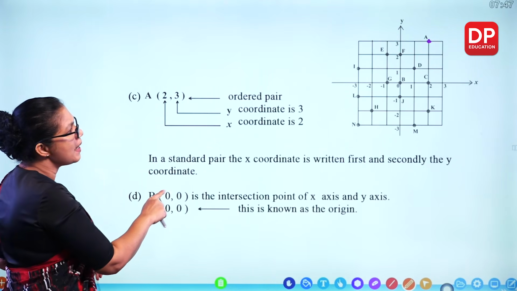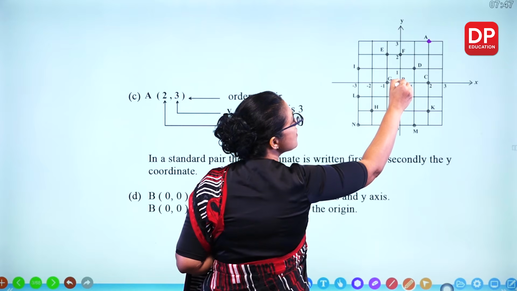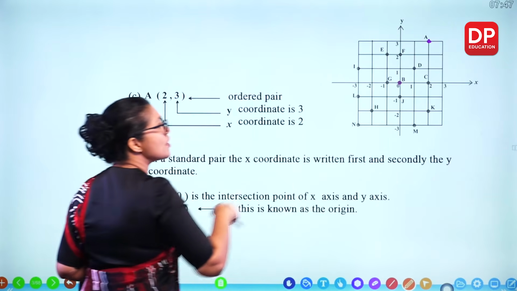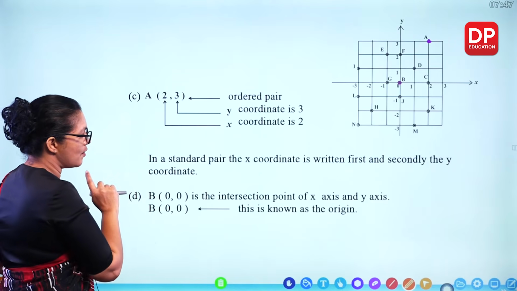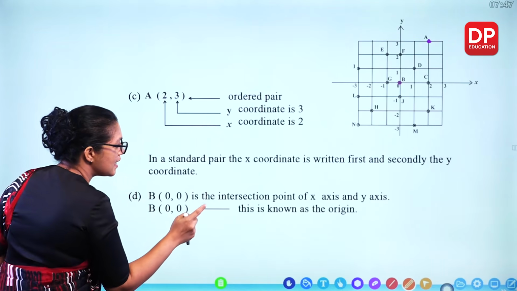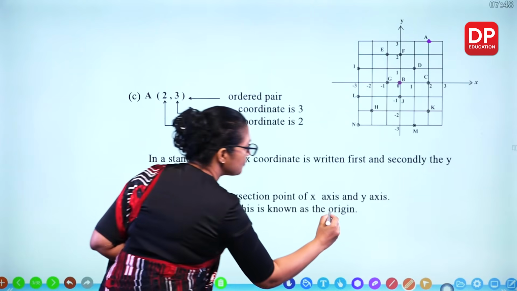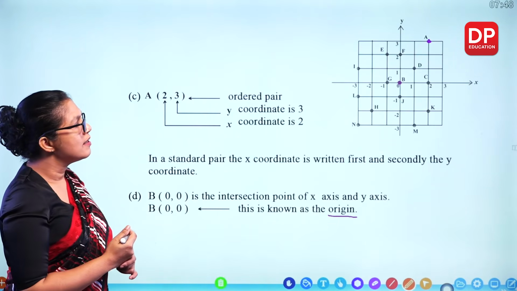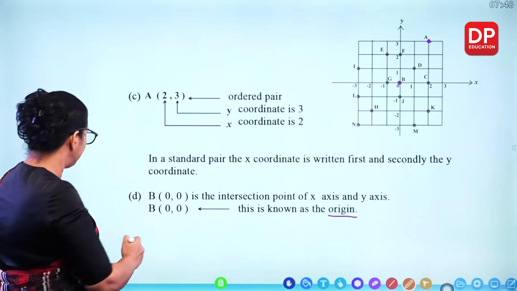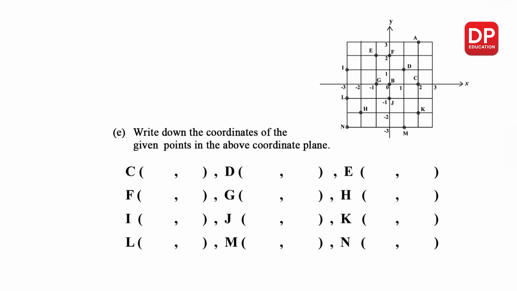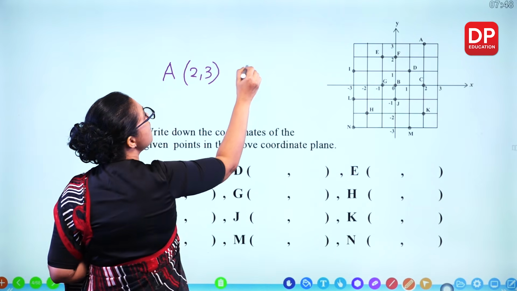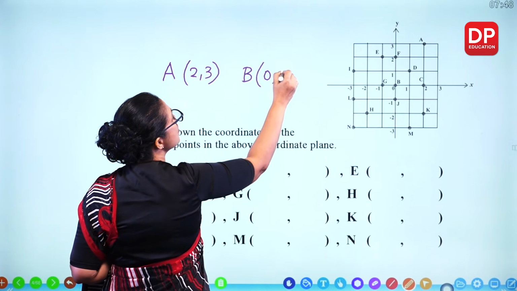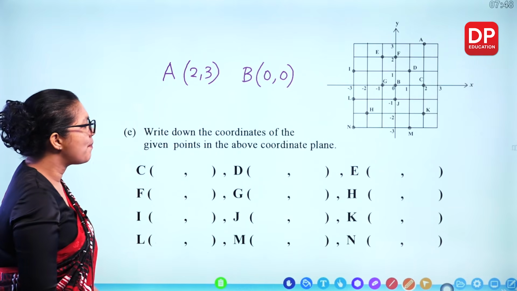Now look at B. B is the (0, 0) point, the intersection point of the x-axis and the y-axis. So we write (0, 0). We call it the origin of the coordinate plane. So on the same graph, we now know A is (2, 3) and B is (0, 0), the origin. Now we'll identify the other points.